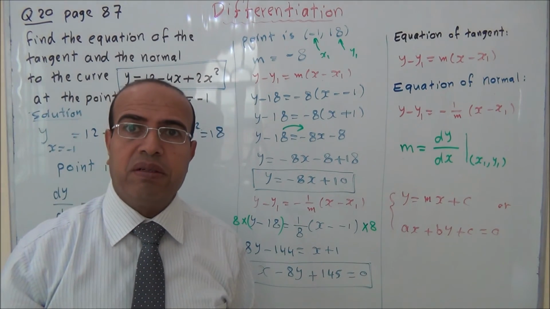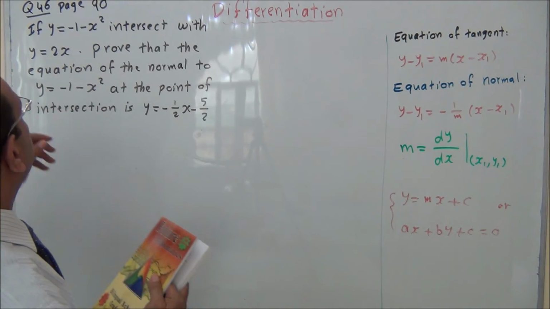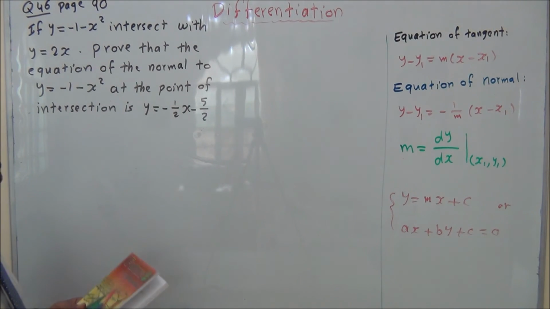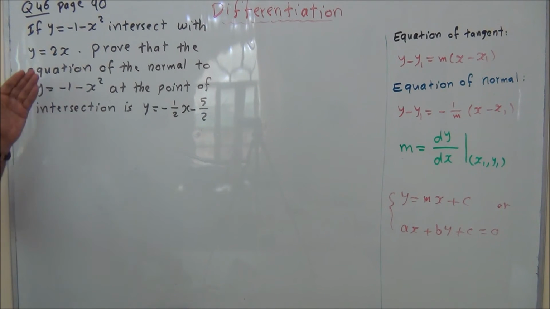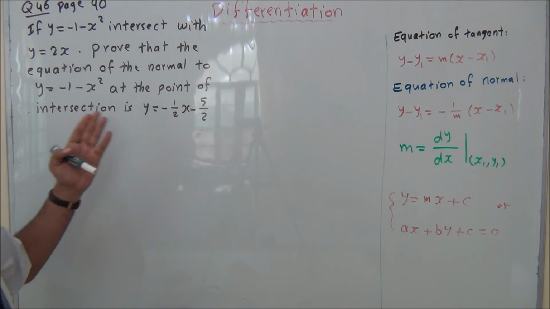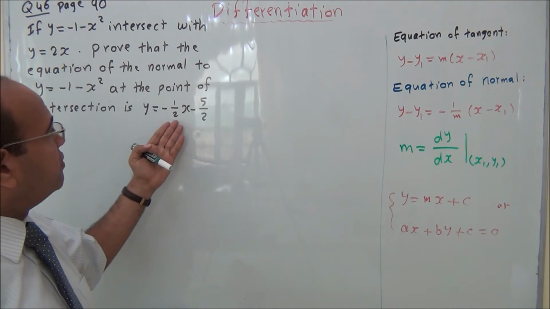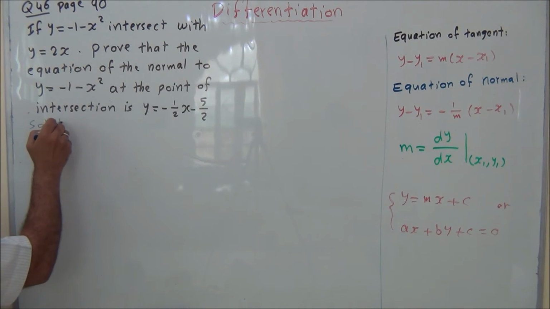Now we take another question from past paper exams. As we see this question 46, page 90. If y equals negative 1 minus x squared intersects with y equals 2x, prove that the equation of the normal to the curve at the point of intersection is y equals negative half x minus 5 over 2. What's the solution?